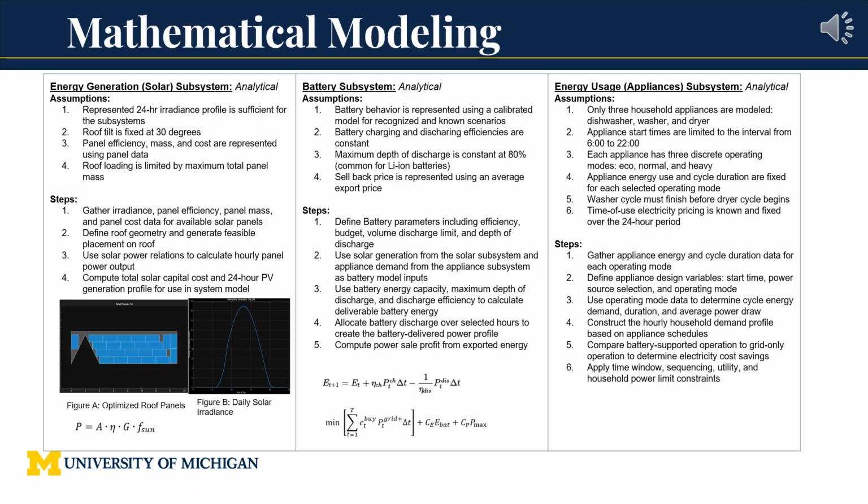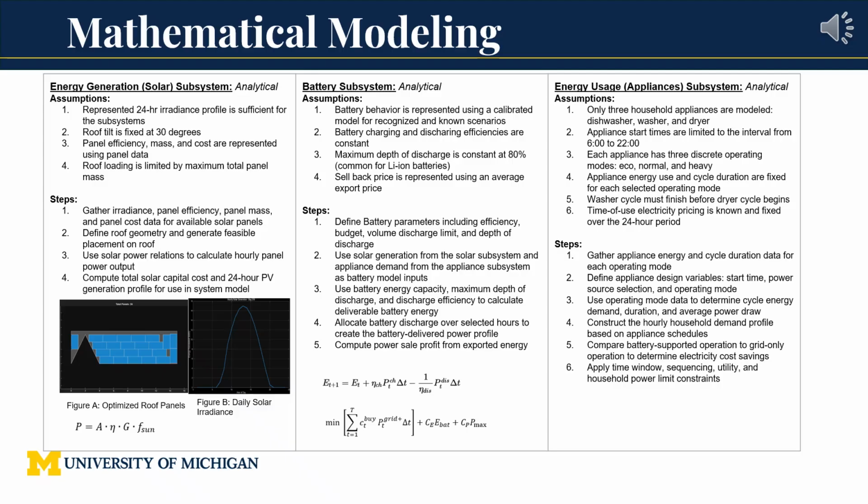The appliance model uses the dishwasher, washer, and dryer schedules, operating modes, and power source selections to build the demand profile and calculate electricity cost savings. Key assumptions include a fixed roof tilt, constant battery efficiencies, fixed appliance energy and duration by mode, and known time of use pricing.